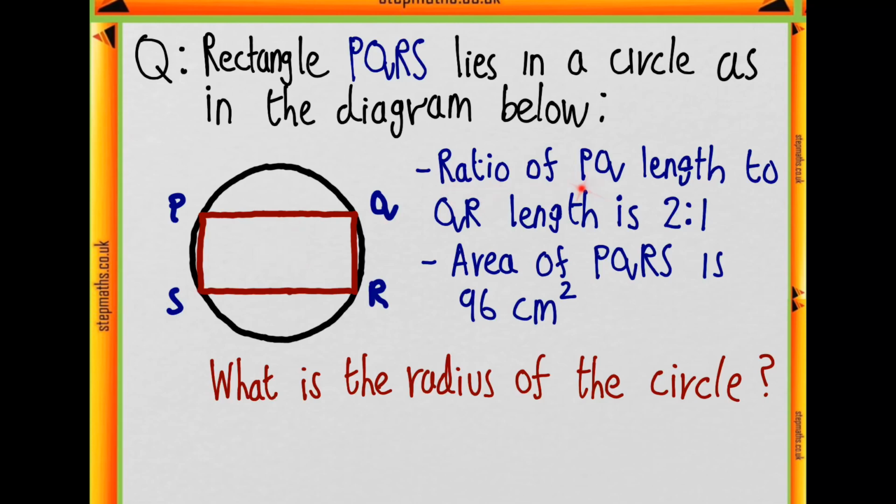We're told the ratio of PQ, the length of that, to the length of QR is 2:1, and the area of this rectangle is 96 centimetres squared. The unit doesn't particularly matter here, but all of this is in centimetres. And we're asked, what's the radius of the circle?